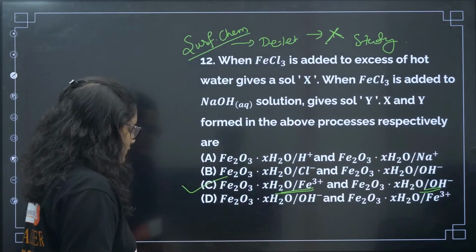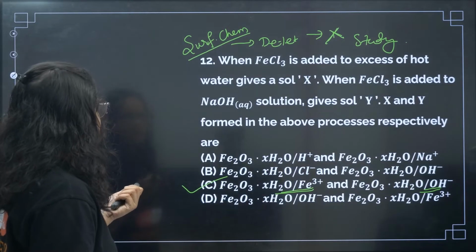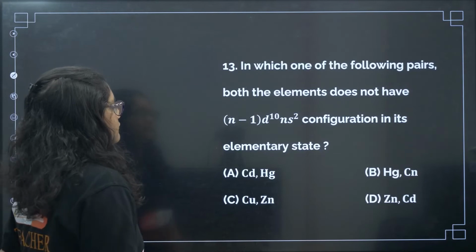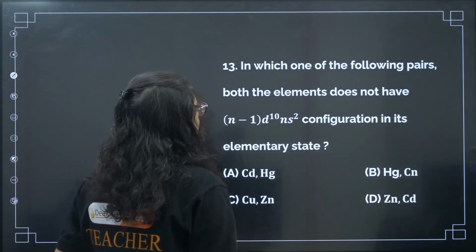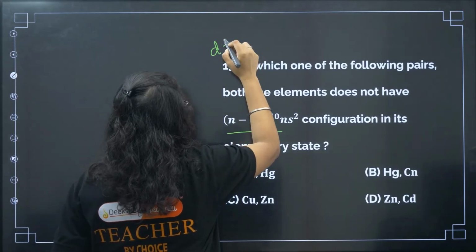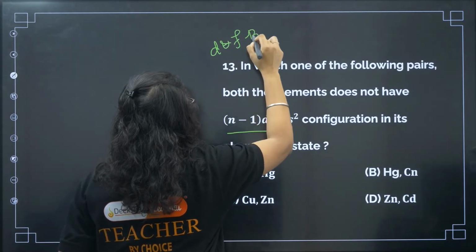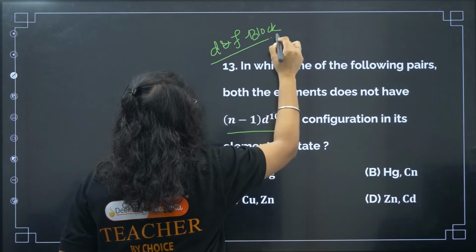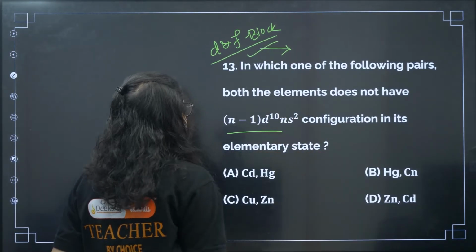Okay, so the correct answer for this question is option number C. Now coming to question number 13, which of the following pairs both the elements does not have? So this we have come to D and F block, right? This is one important topic here, so you need to study this chapter.